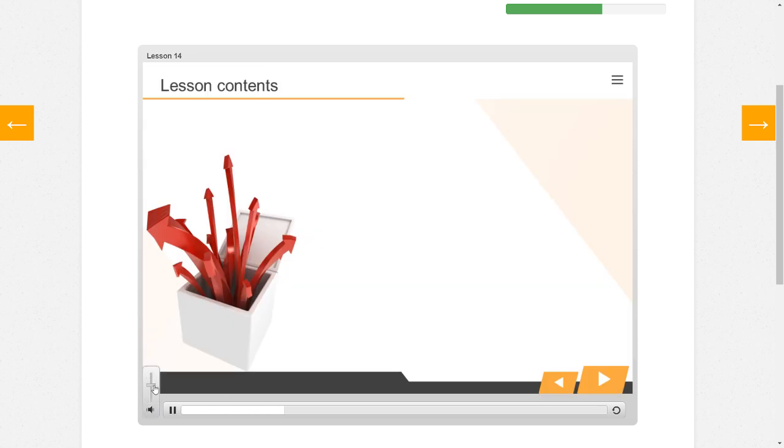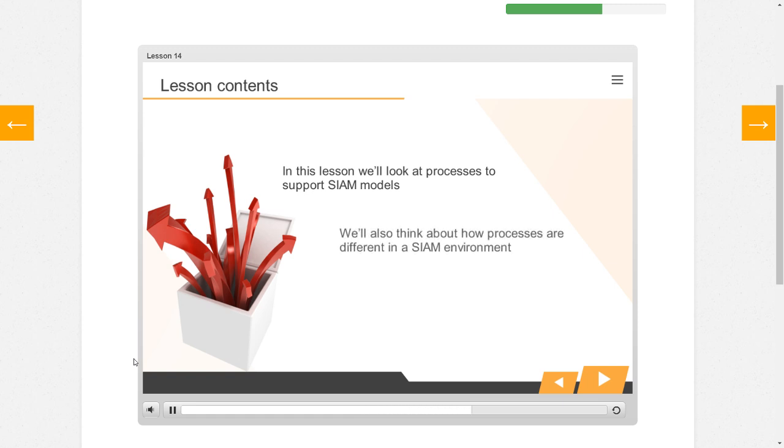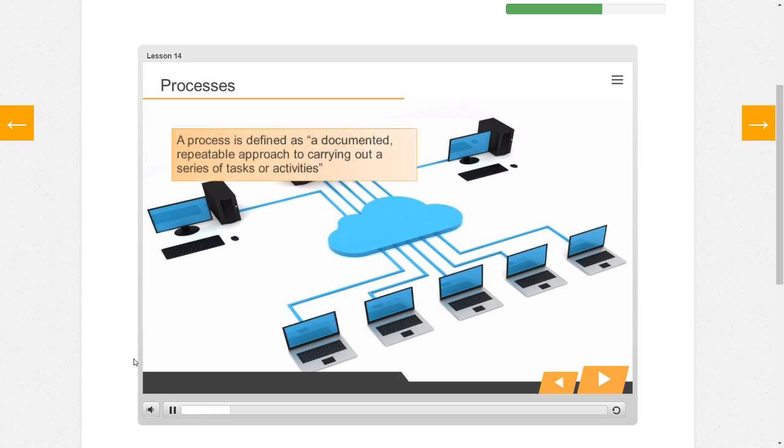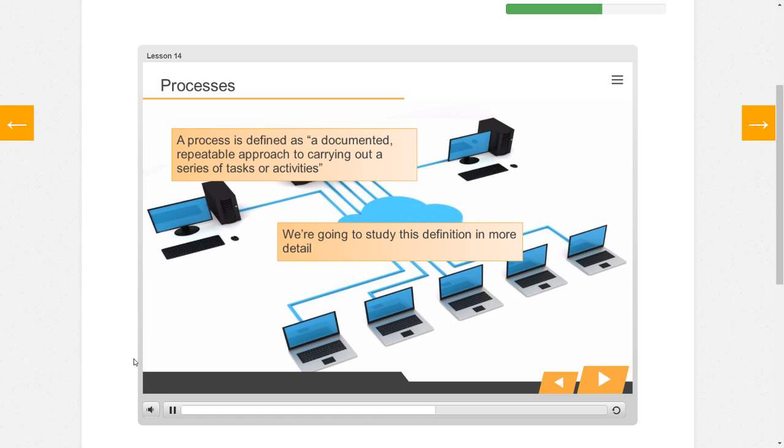Welcome to Lesson 14. In this lesson, we'll start to look at how processes support SIAM models and think about how processes are different in a SIAM environment. A process is defined in the SIAM process guides as a documented, repeatable approach to carrying out a series of tasks or activities. We're going to start our studies of processes by examining this definition in more detail and looking at what needs to be in place for a process to be effective. SIAM isn't a process, but each SIAM model will rely on processes to be effective.